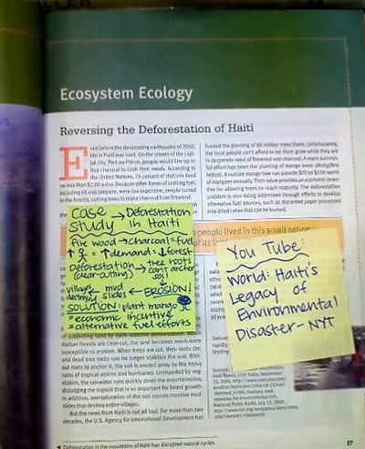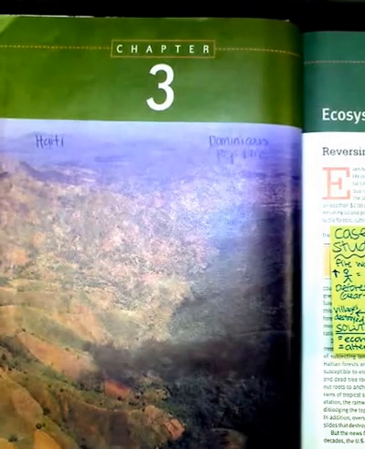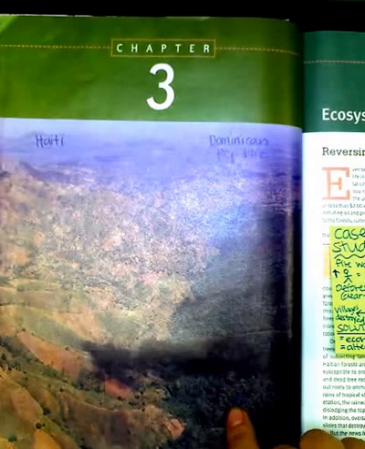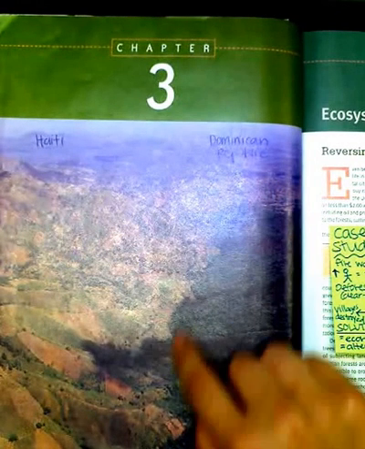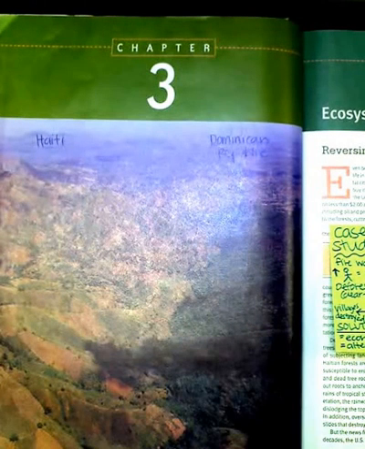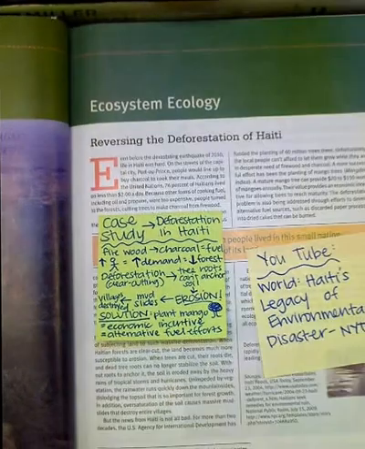The picture over here is really cool, I think, because it shows just how incredible the deforestation in Haiti has become. Over here is the Dominican Republic side. You can see there's lots of trees. It's very green. Haiti is way more desertified. That's actually a word.